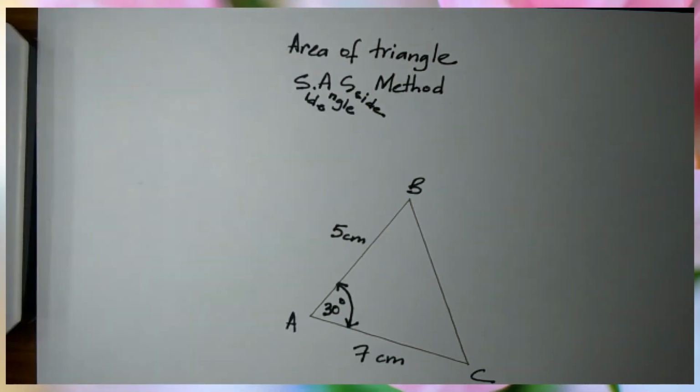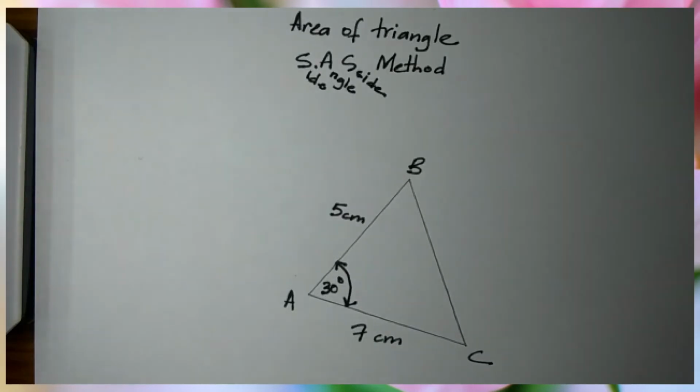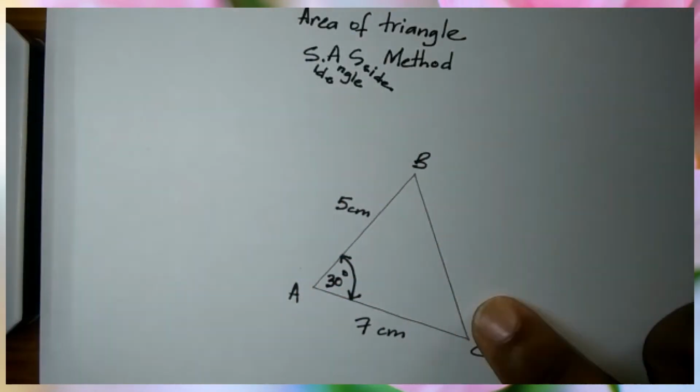So we're calculating the area of a triangle, and this time we're going to use the side angle side method. We really use this method when you can't identify a regular base and a regular height, and if you have a side, an angle, and another side, especially if that angle is in between those two side measurements that you're given, like here.